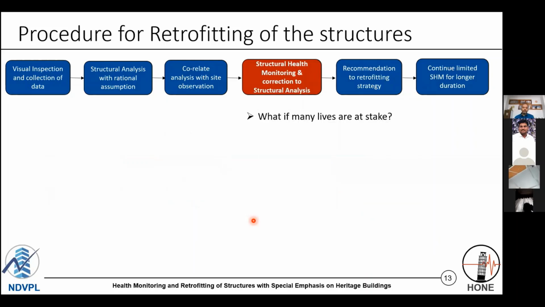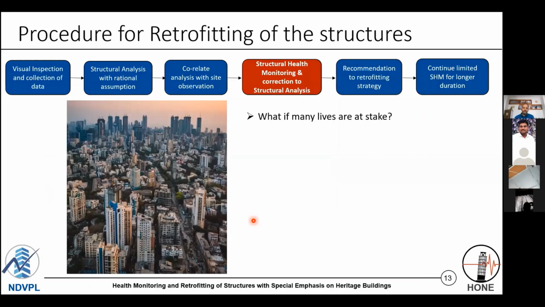Now, what if many lives are at stake? We are experiencing this right now. We are all facing corona, and we know that one patient can do a lot of contamination, can transmit disease to many patients. So our concerns are larger. We are under lockdown. Why? It's not because our concern is a single patient. Our concern is many patients.